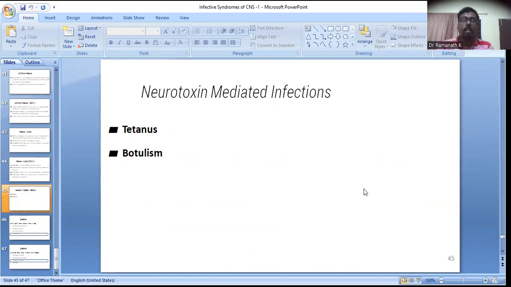So this is what I just gave as an introduction to the different infective syndromes of the central nervous system. We have meningitis, encephalitis, encephalopathy, space-occupying lesions, and the neurotoxin-mediated infections. These are the different headings under which we studied the different types of infections. About each and every infection, we will study in the respective chapters when we study them in detail.